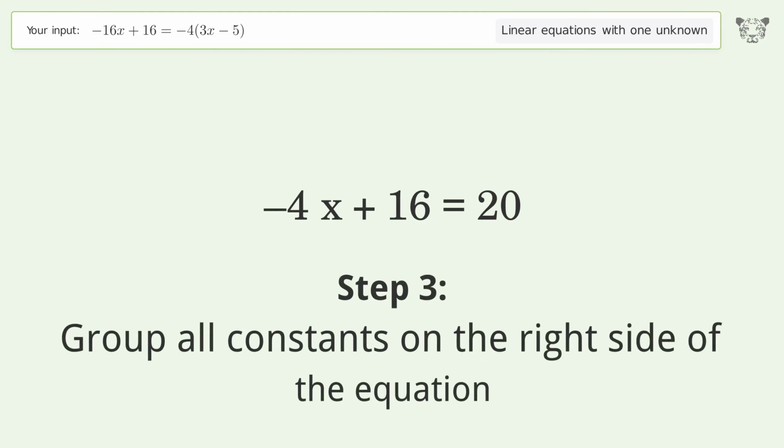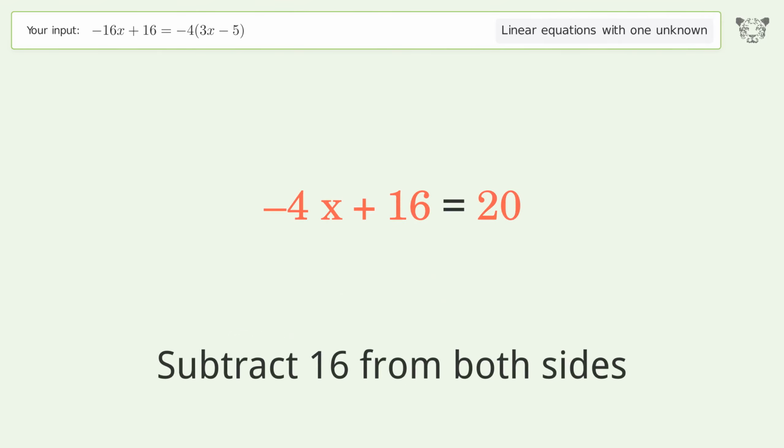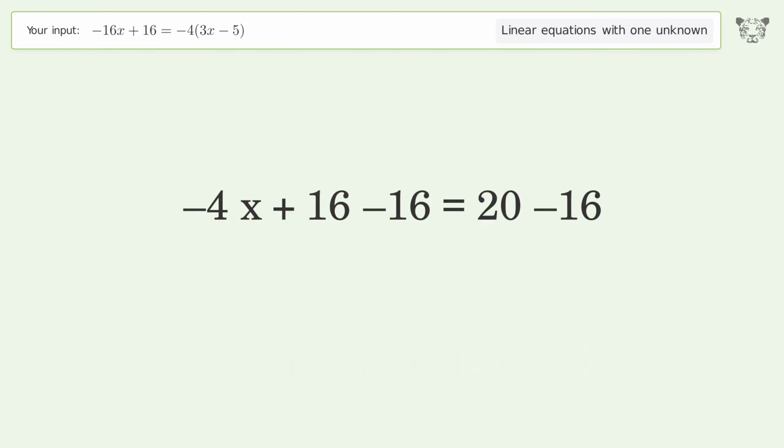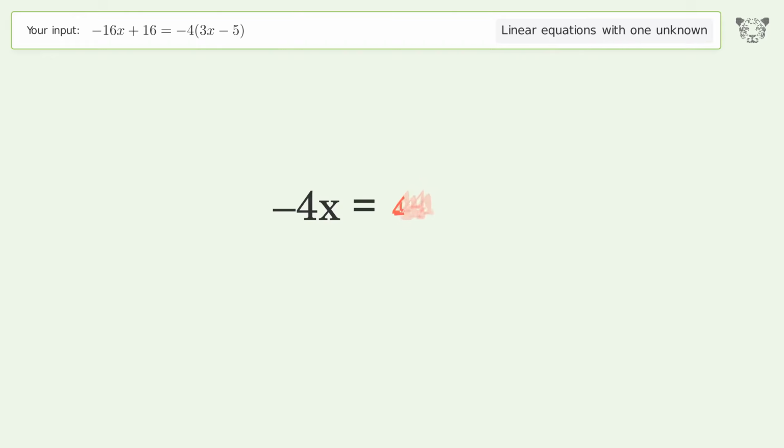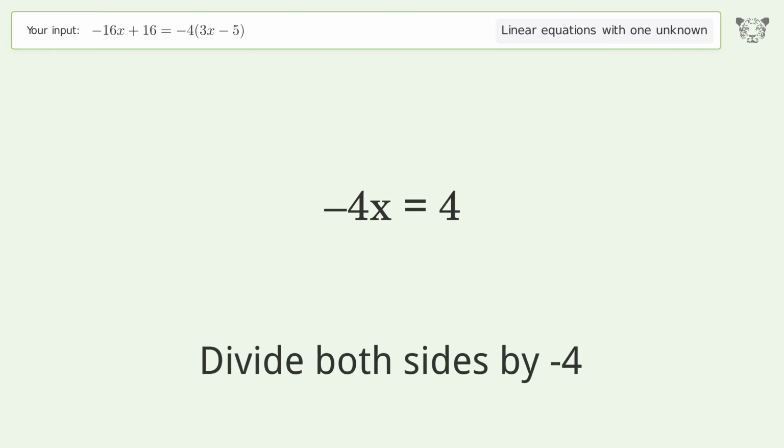Group all constants on the right side of the equation. Subtract 16 from both sides. Simplify the arithmetic. Isolate the x. Divide both sides by -4.